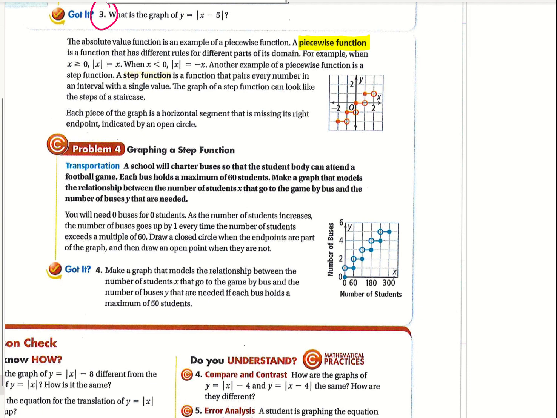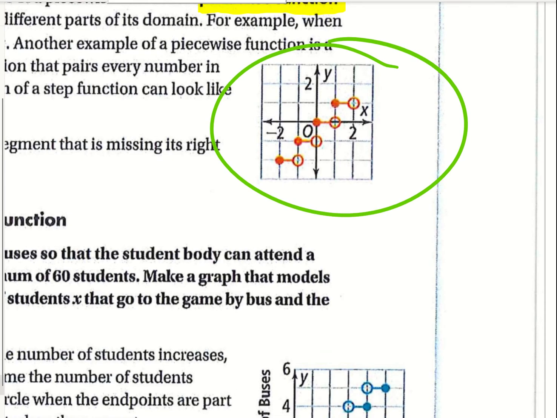Another example of a piecewise function, and I'm just kind of reading this, is a step function. Okay, a step function, this is what they have in this graph right here. It's going to pair every number in an interval with a single value. Okay. And like it says, it looks kind of like steps to a staircase. So you can kind of see that with the red points and everything.